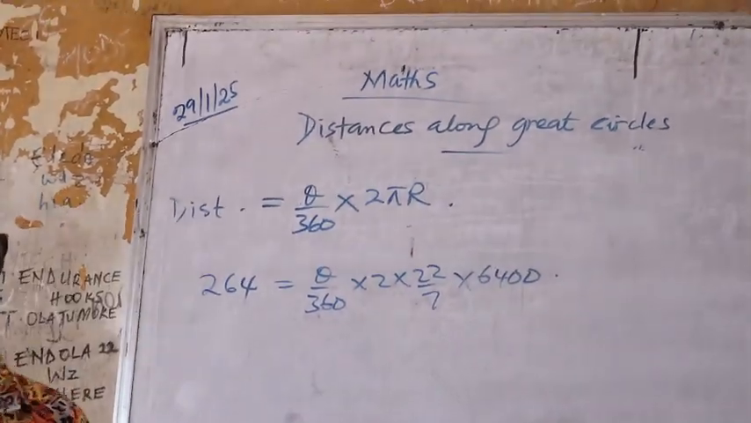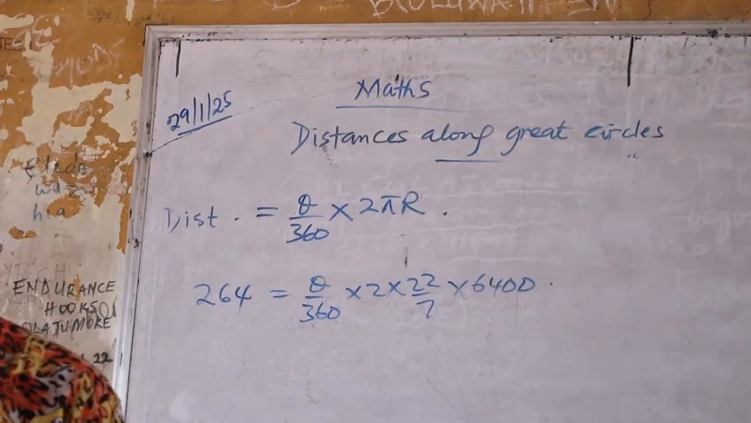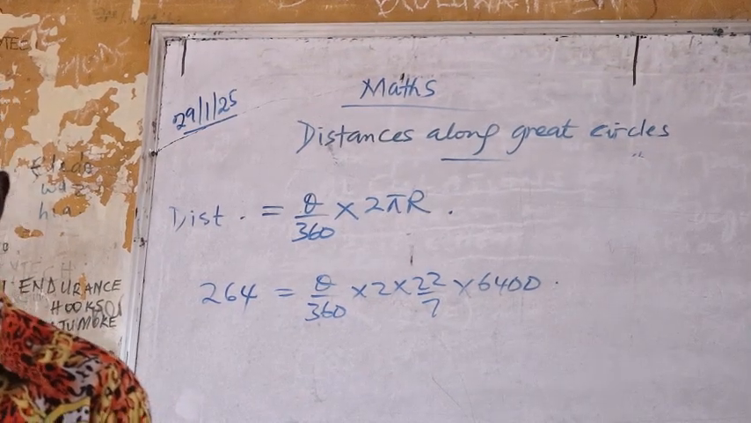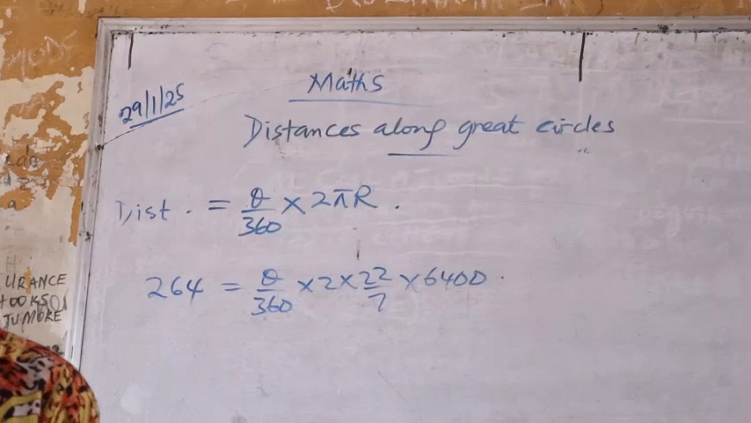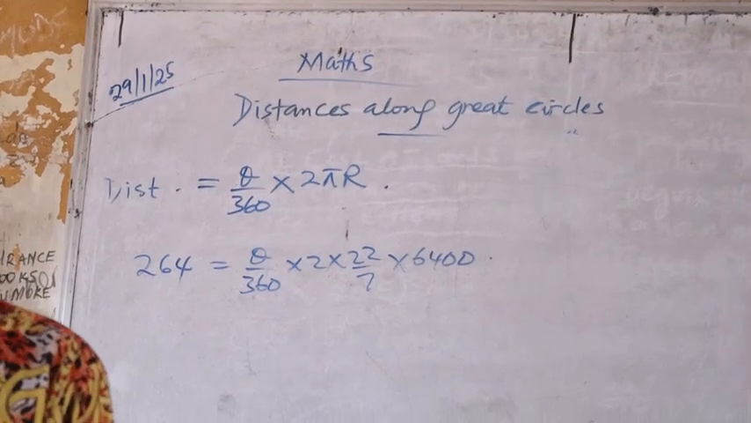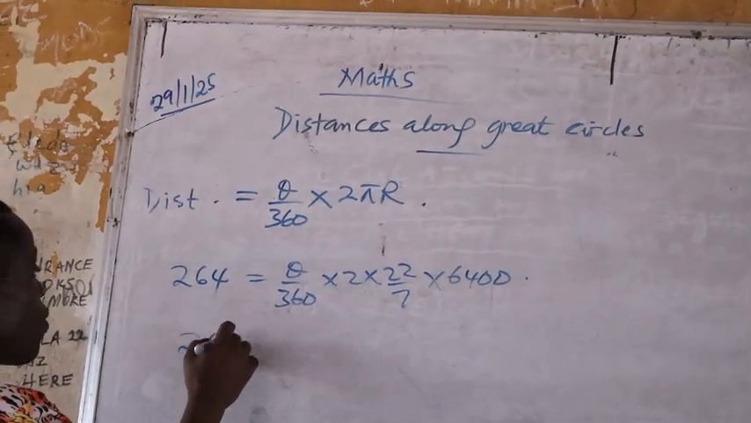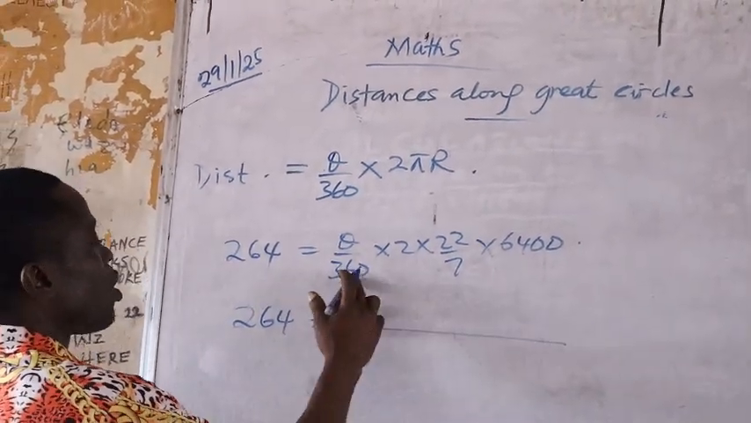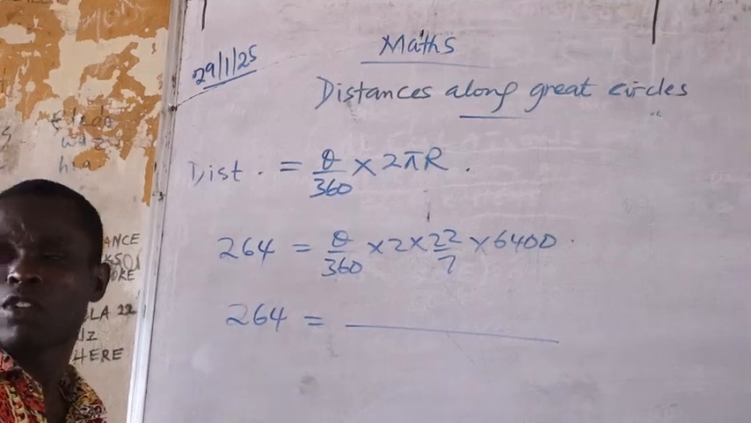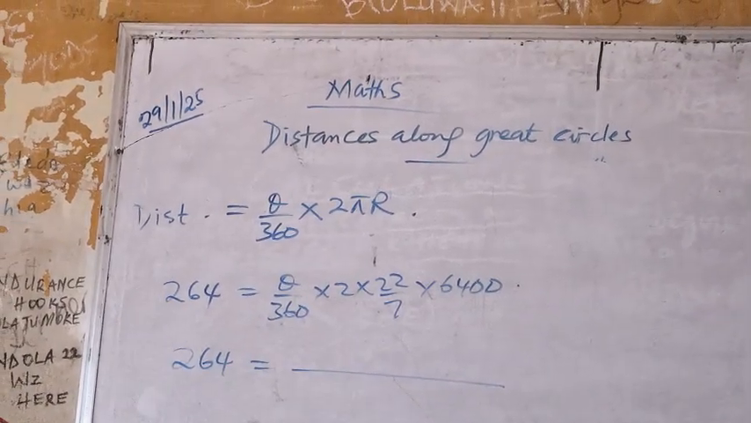Now if you go back to that question, you will see that what we are asked to calculate there is the difference between their latitudes, and that is what? The angular difference, and that is theta. Okay, that is theta. So with this, we can now solve it. 264 is equal to the product of 360, and 7 is what?